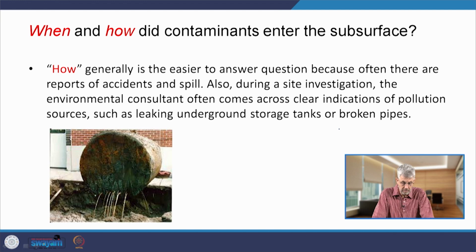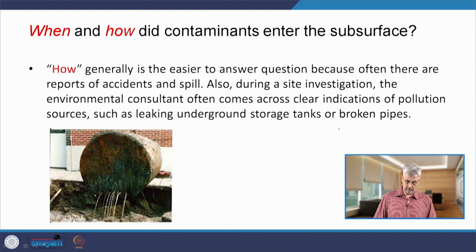Let's start with the how, because that's generally the easier question to answer, because often there is a report of an accident and a spill that speaks about how a contaminant got released to the environment. Also, during site investigations, the environmental consultant often comes across clear indications of pollution sources, such as an underground storage tank that leaks, like the one here. Clearly, you can see how liquid leaves the tank after it has been pulled from the ground. So a leaking underground storage tank is a good indication of how a contaminant got into the subsurface.